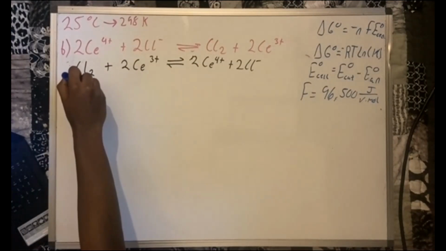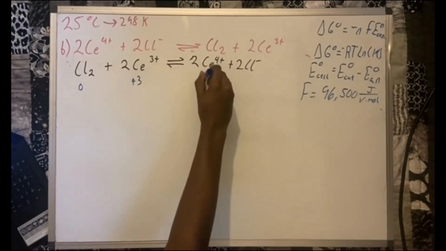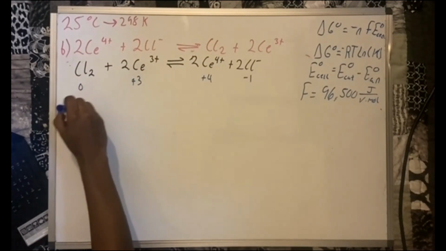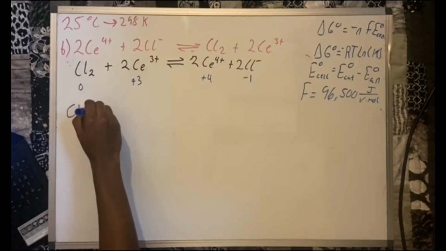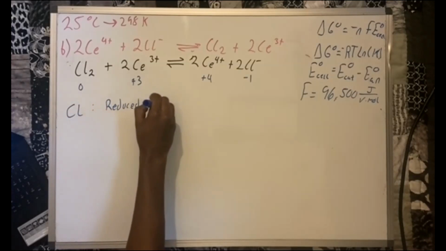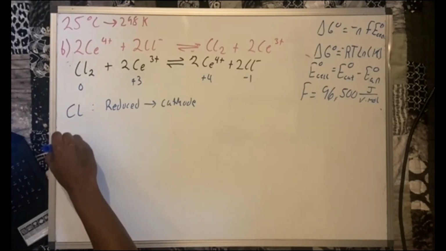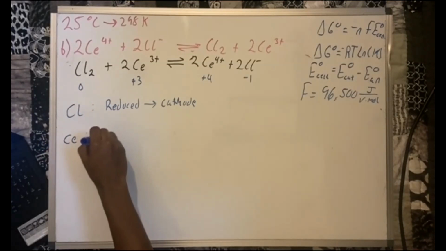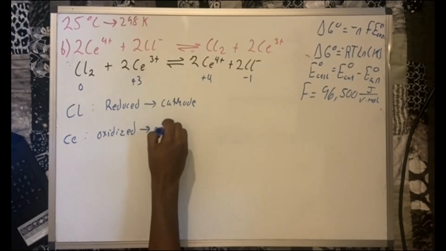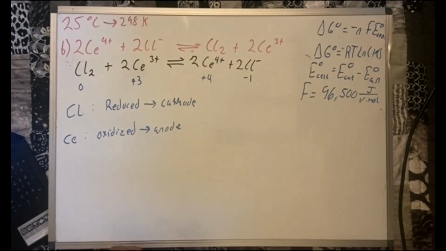So 0, +3, +3, +4, -1. All right, so now our Cl is reduced, so it's the cathode. And then our Ce is oxidized, and it's the anode, right? So you can see all I did was flip where the two things went.